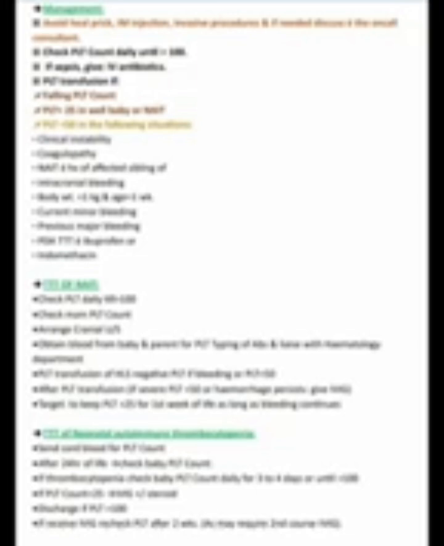Treatment of neonatal autoimmune thrombocytopenia. For autoimmune thrombocytopenia, send cord blood for platelet count. After 24 hours of life, check the baby's platelet count. If thrombocytopenia, check baby's platelet count daily for 3 to 4 days or until more than 100. If platelet count less than 25, IV immunoglobulin plus or minus steroid. Discharge if platelet more than 100. If received IV immunoglobulin, recheck platelet after 2 weeks as may require a second course of IV immunoglobulin.